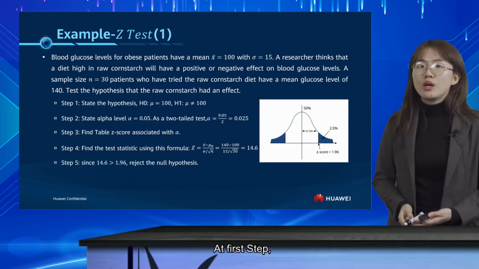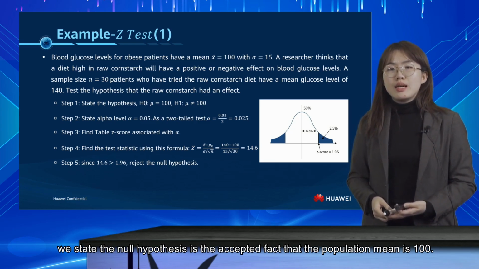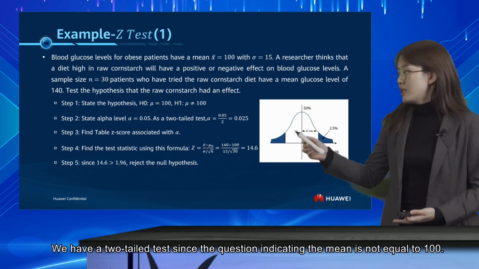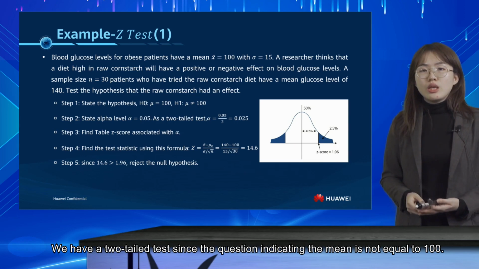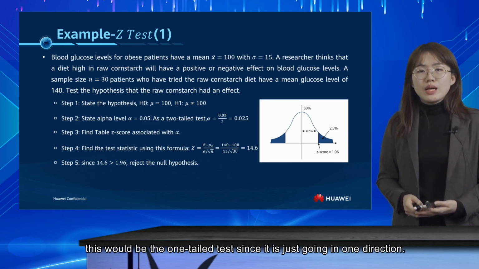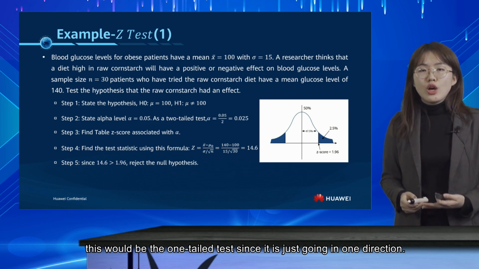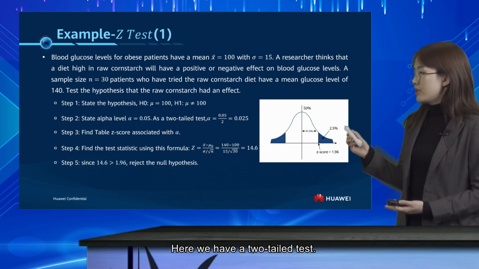At the first step, we state the null hypothesis, which is the accepted fact that the population mean is 100. We have a two-tailed test since the question indicates the mean is not equal to 100. If we have the mean is greater than 100, this would be a one-tailed test, since this is just going in one direction. Or if the mean is less than 100, that is also one-directional. Here we have a two-tailed test.